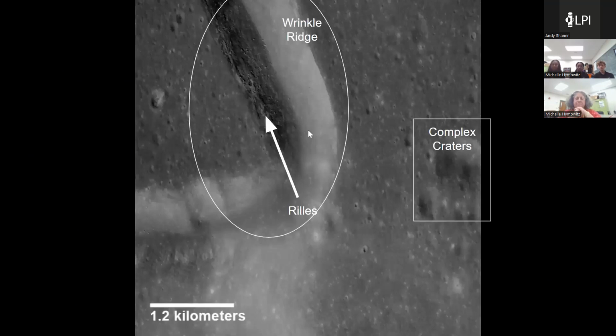So I noticed that there was a wrinkle ridge in the middle of the image, and that was the main geological feature that I noticed. There's also a complex crater on the right, but Mason had already talked a lot about the complex craters, so I mainly wanted to focus on the wrinkle ridge, as well as the rills that are kind of in the shadow or underneath the wrinkle ridge on the left side.